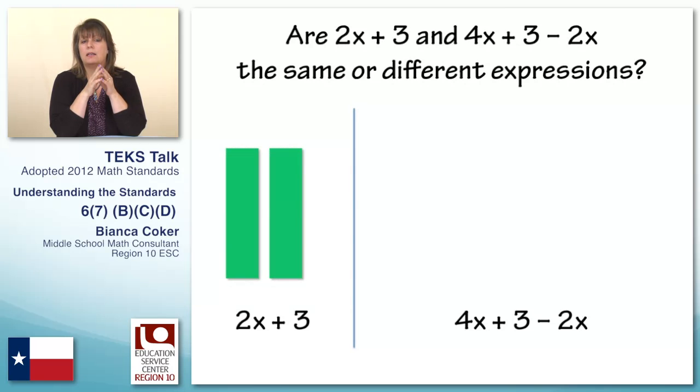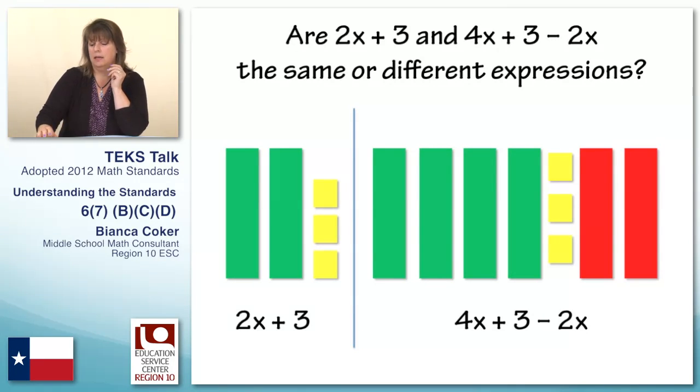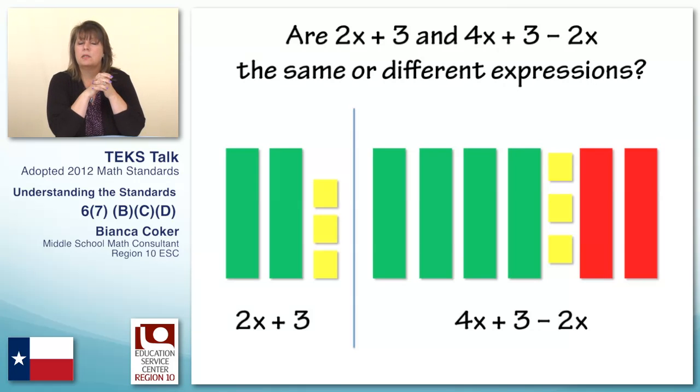These algebra tiles actually represent 2x plus 3 on one side of the line, and on the other side of the line, it's 4x plus 3 ones minus 2x, or plus negative 2x. In fact, this is what the representation would look like. So when we're looking at this, we're saying, are these two expressions, 2x plus 3 and 4x plus 3 minus 2x, the same or different expressions?